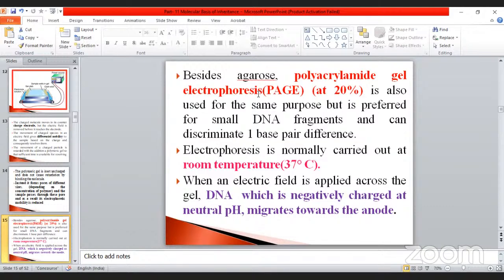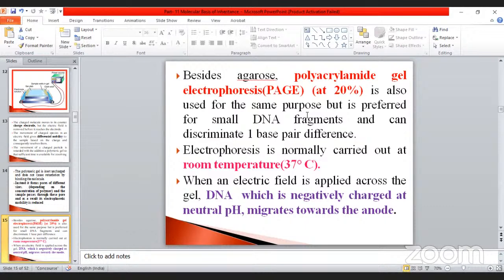What is the meaning of PAGE, my dear? PAGE is nothing but polyacrylamide gel electrophoresis. Don't forget, my dear, this is very, very important. It is also used for the same purpose, but it is prepared for small DNA fragments and can discriminate one base differences. This is polyacrylamide gel electrophoresis, mostly used for small DNA fragments.